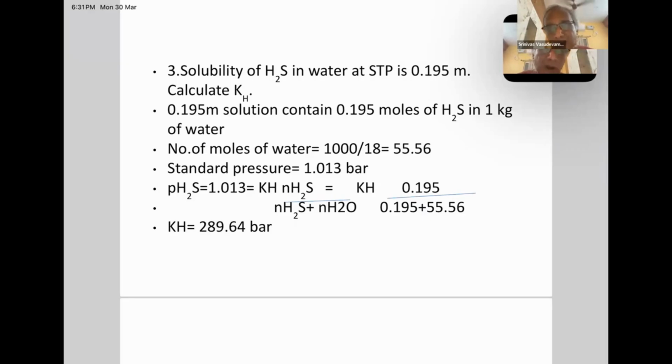Here I am not neglecting the number of moles of solute, because it is known to me and it is not negligible here. So when I substitute the values, KH is equal to 289.64 bars here. So one thing you have to note here: the number of moles of solute plus number of moles of solvent is not taken as just the number of moles of solvent. Number of moles of solute is also taken into account here.